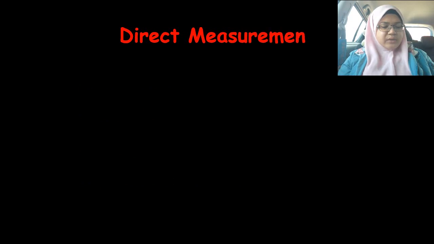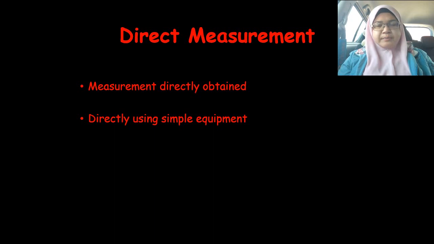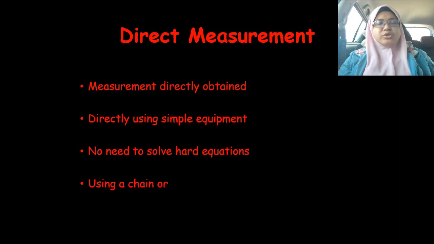We can also conduct chain surveying when simple and few details are needed in the work. Chain surveying involves a direct measurement where the length of line will be measured directly, and it just uses simple equipment. There is no need to solve hard equations at all because we only use chain or tape to measure the distance.